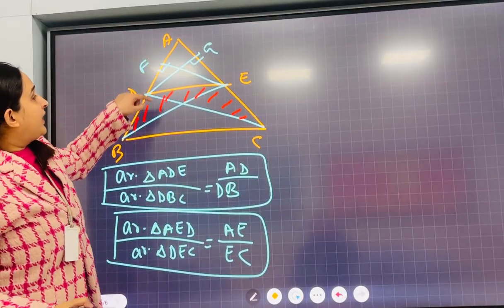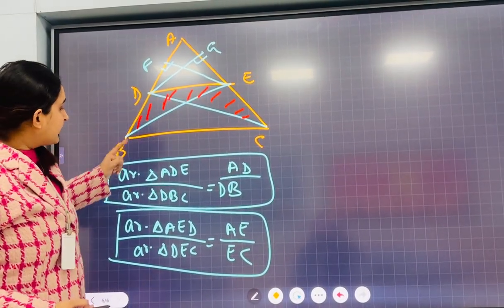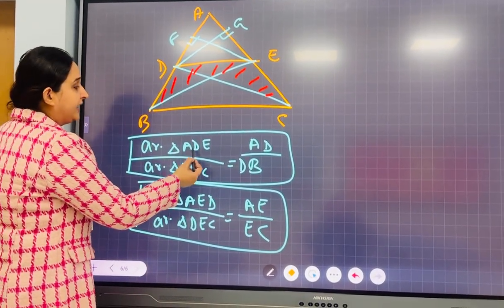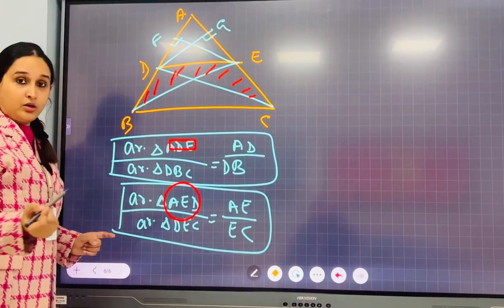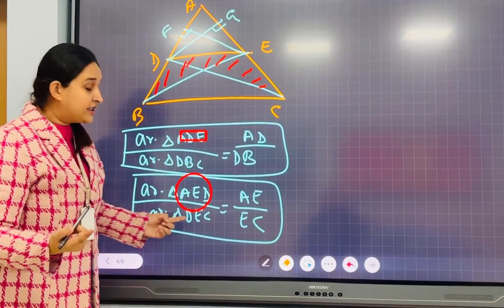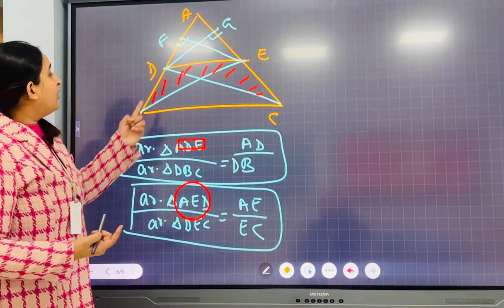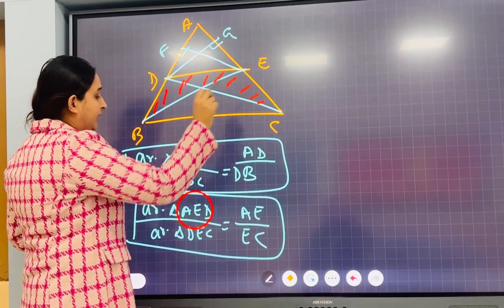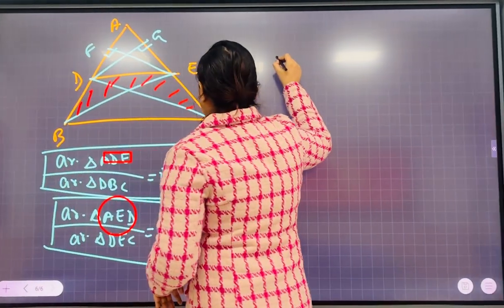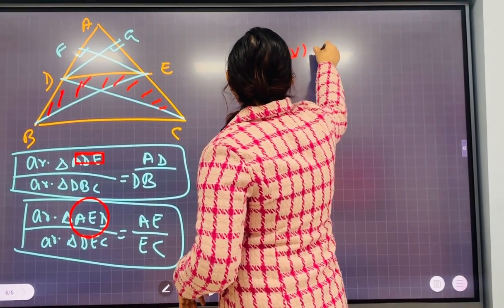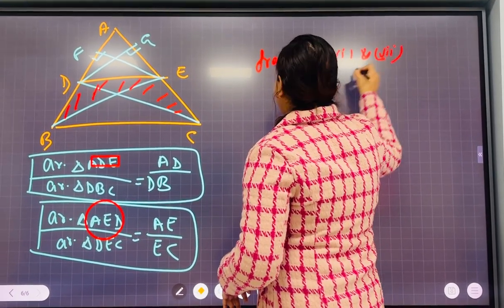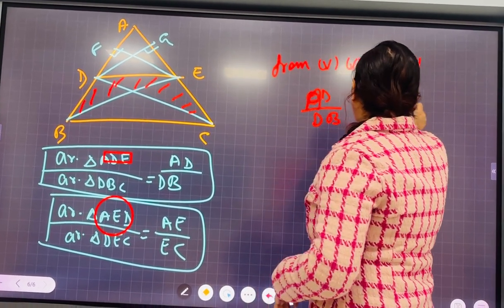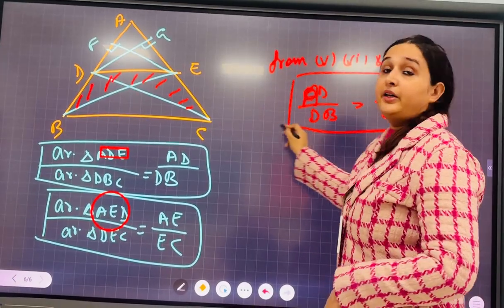So if this is common and these two triangles have equal area, can't I say that both are equal? Because if you see over here, AD is here and AD is here also, right? What is different? DBE and DEC are different, right? But I have said here that DBE and DEC both are equal in area. So from 5, 6 and 7 we can say that AD upon DB is equal to AE upon EC. So this is your BPT theorem.